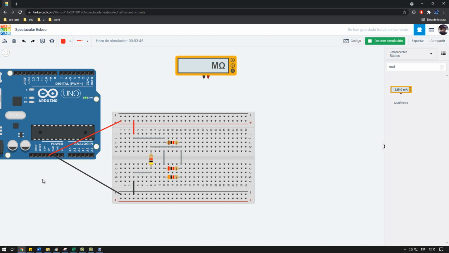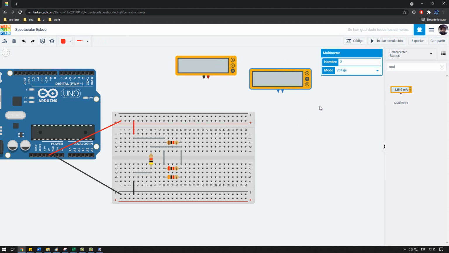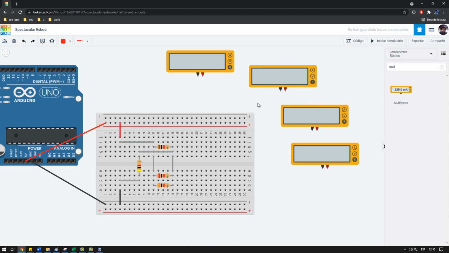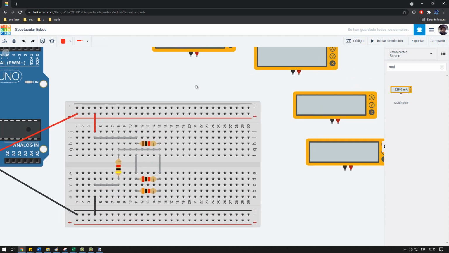Okay, this is the last part, part 3. Now in this part we need to modify our circuit a little, necessary to measure each current in each resistance, okay. First we need to add some multimeters. Actually 4 is enough. Make sure you have the resistance mode, okay, and U2. Now we have to modify something.